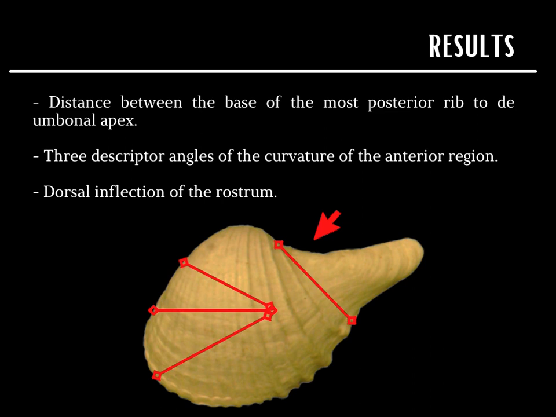Of the 29 initial variables, a set of 5 was selected as being the most efficient: the distance between the base of the most posterior rib to the umbonal apex, 3 descriptors of angles of the curvature of the anterior region of the shell, and the dorsal inflection of the rostrum.